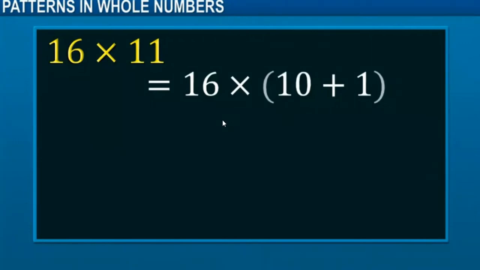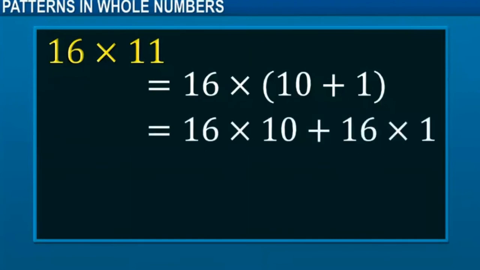Now we can apply the distributive property here. When we apply the distributive property, what is happening? First you have to do 16 into 10, then plus 16 into 1. Applying the distributive property, we get 16 into 10 plus 16. This is equal to 160 plus 16.